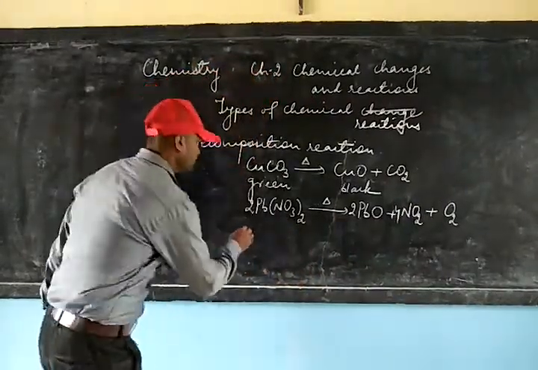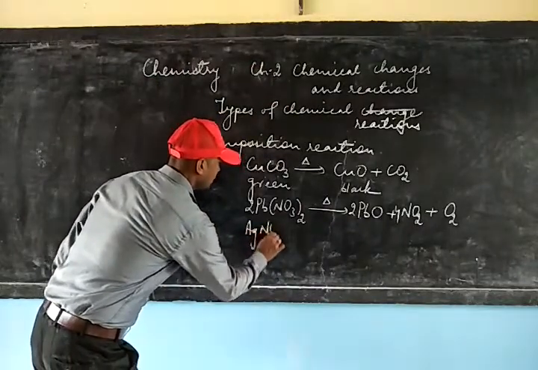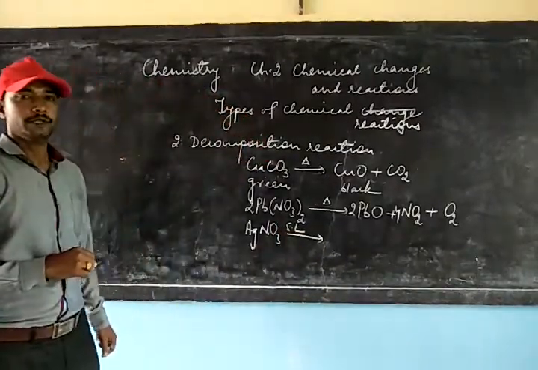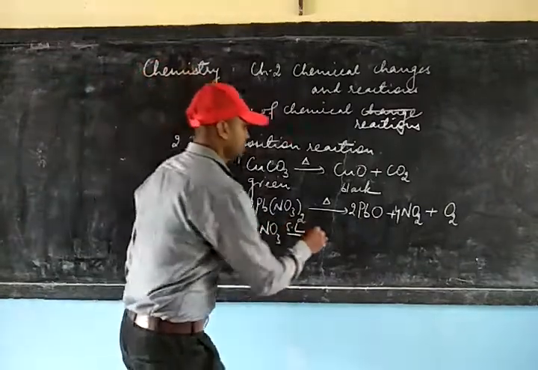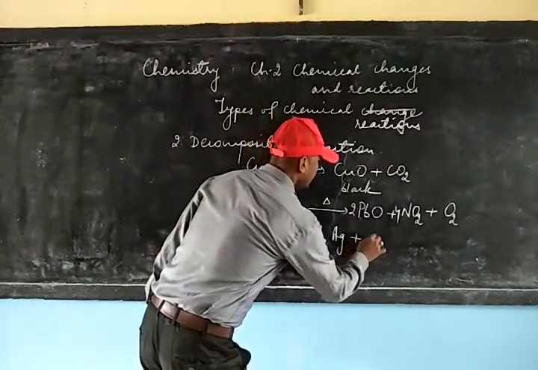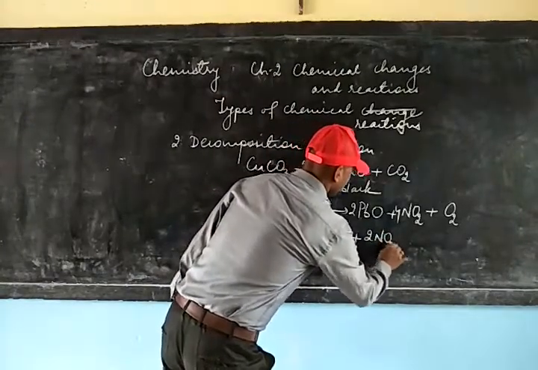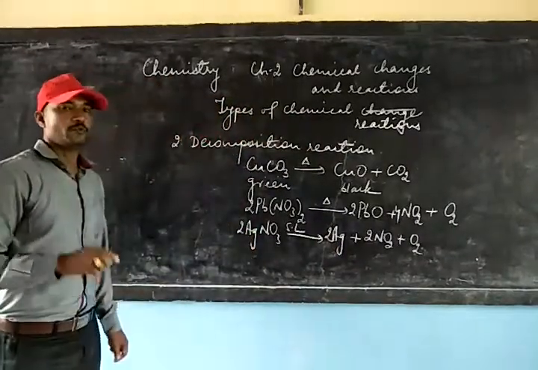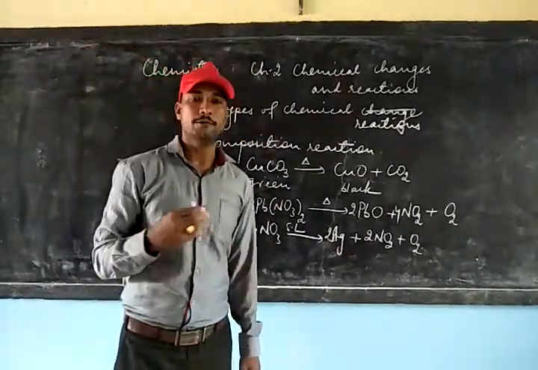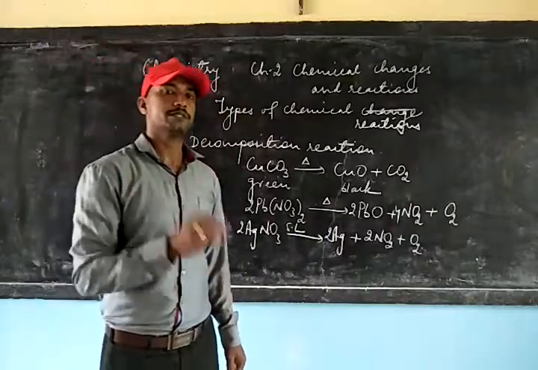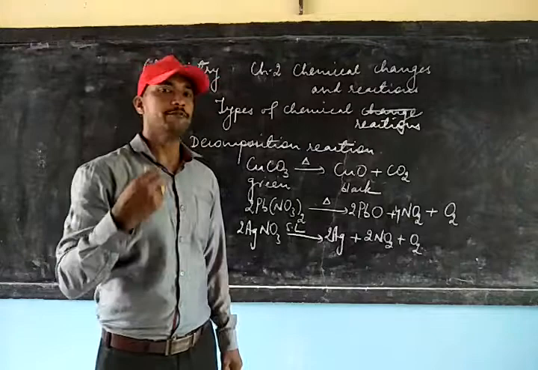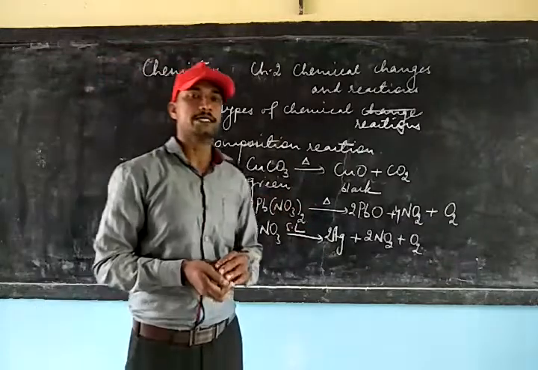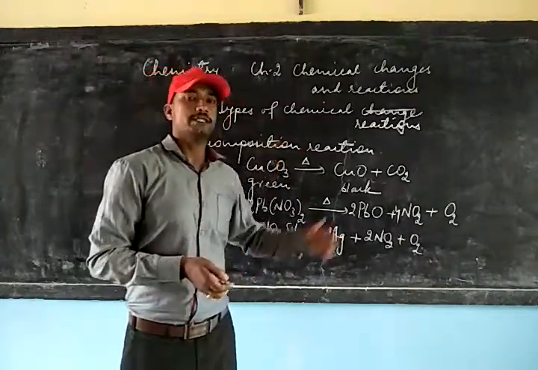Similarly, we have also seen one more reaction where silver nitrate, after absorbing sunlight, decomposes to give the product silver, a reddish brown gas and oxygen, a colorless gas. So we have many other examples where you find decomposition reaction taking place, where one substance decomposes to give two or more substances. Your homework for today will be to learn these two types of reaction and also the examples based on them.